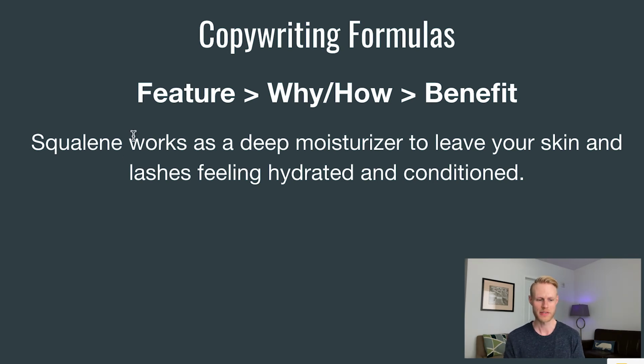So this next formula here takes the feature and then you give the why or how it's creating the benefit. So for example, the feature would be squalene, and squalene is an ingredient that I found in some of these serums. And what it does is it works as a deep moisturizer, and then the benefit it gets is it leaves your skin and lashes feeling hydrated and conditioned, right? So there's a lot of these different formulas that you can use.